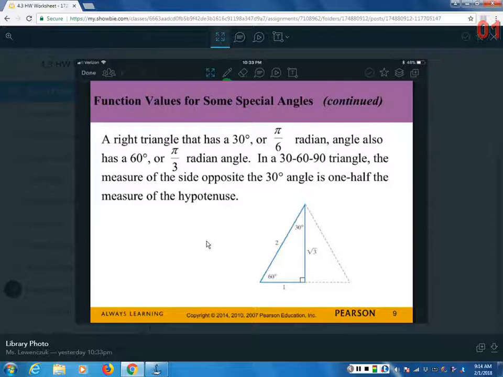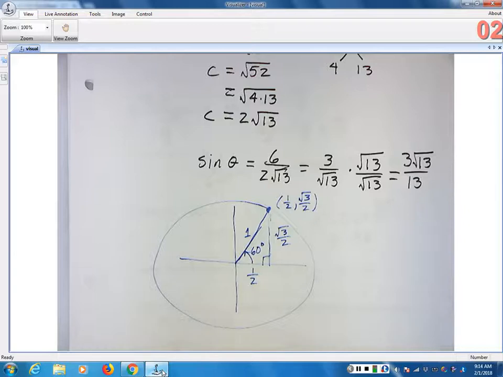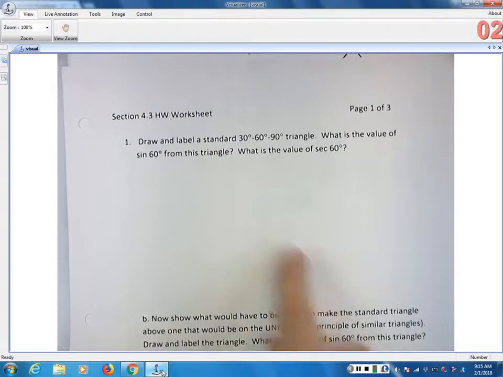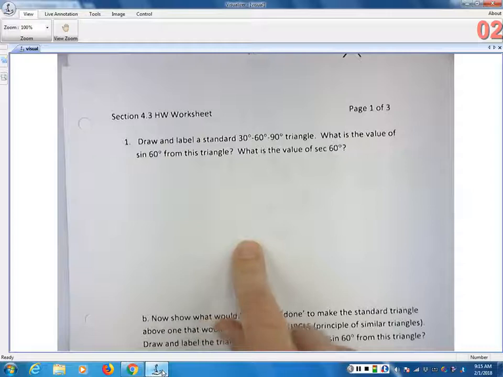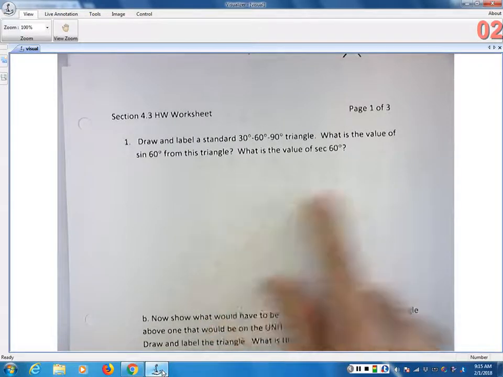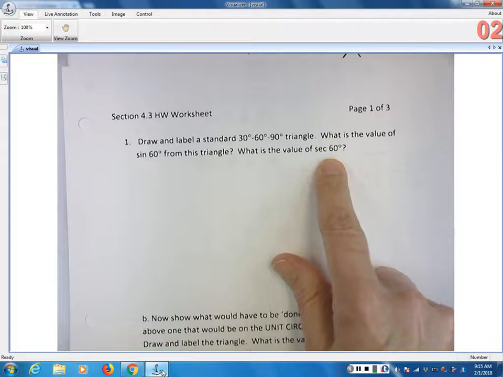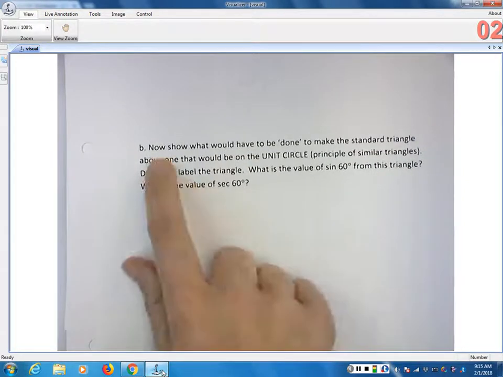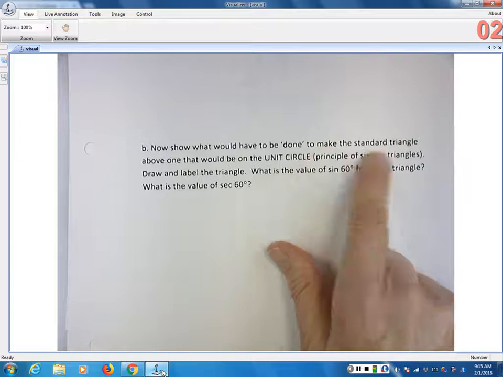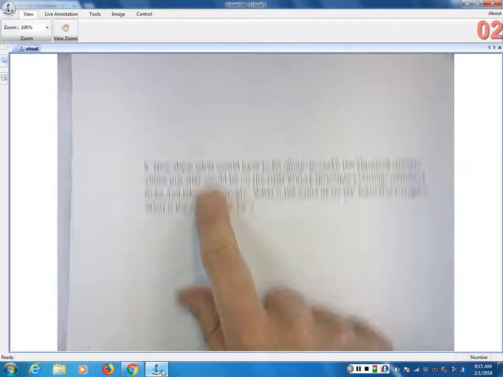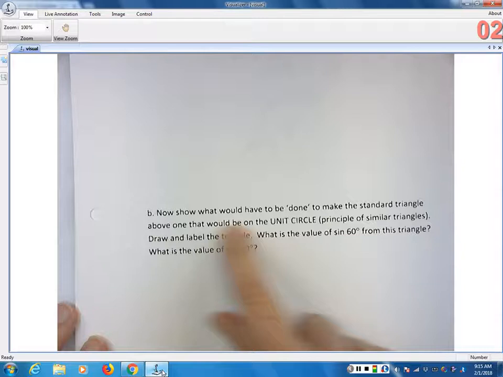And let's see, I think I have a blank copy of the worksheet to show you. So you're supposed to use the standard 30, 60, 90 triangle in the first question. And you're going to get a value of sine 60 and secant 60 degrees. Now, I'm asking what would have to be done to make the standard triangle so that it would be on the unit circle.